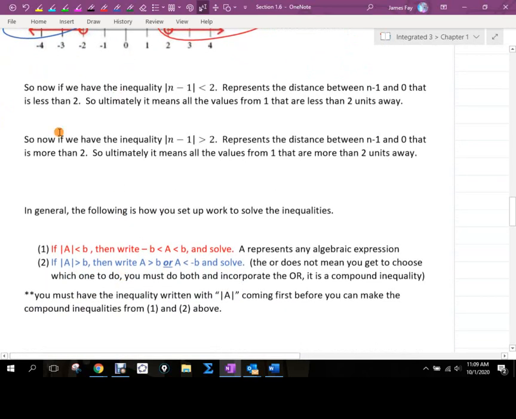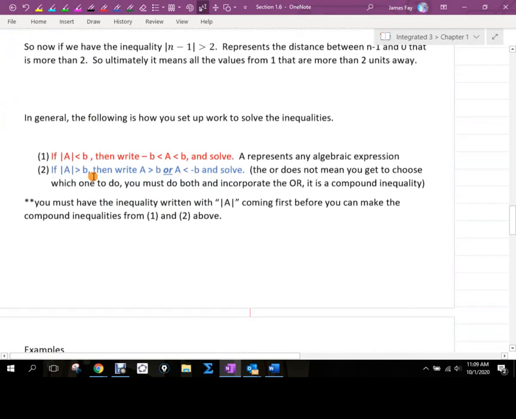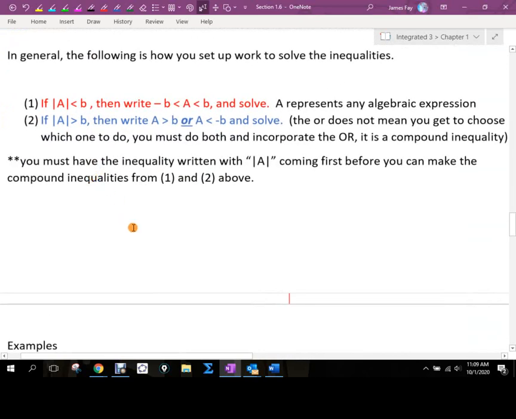So I'll skip this for now. We might come back to that here in a moment. But it says, in general, the following is how you set up work to solve absolute value inequalities. You're going to have one of 2 types of inequalities. You might have a less than inequality, and you might have a greater than inequality. You have to pay attention to that because it's different rules per inequality.